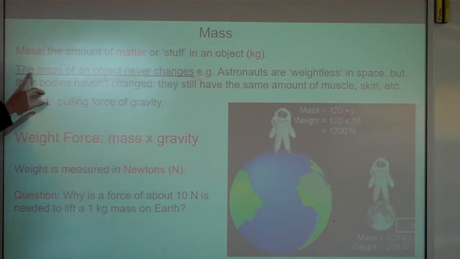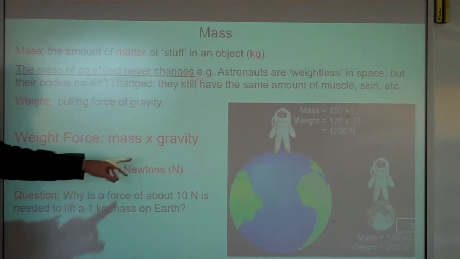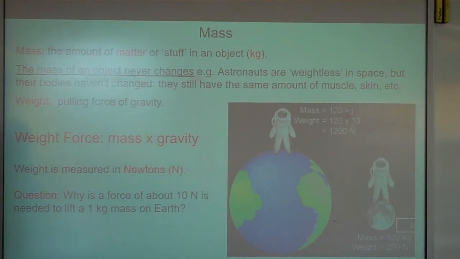Now, the mass of an object never changes, but astronauts are weightless in space. Their bodies haven't changed. Everything's still there, but the pulling force of gravity has decreased. So the weight force is a measure of mass multiplied by gravity. If gravity drops to 0, then you are weightless. If you stand on a scale, you will weigh nothing, but you still have mass. You'd still have your 70 or 60 or 50 kilos of mass, but you would weigh nothing.